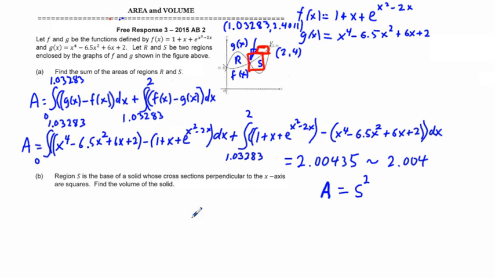The volume is going to be equal to the cross-sectional area. We're looking at area S, so we're going to go from 1.03283 to 2, and then we're going to have f of x minus g of x, and we're going to square all that, dx. So that's going to be it if we write it out.